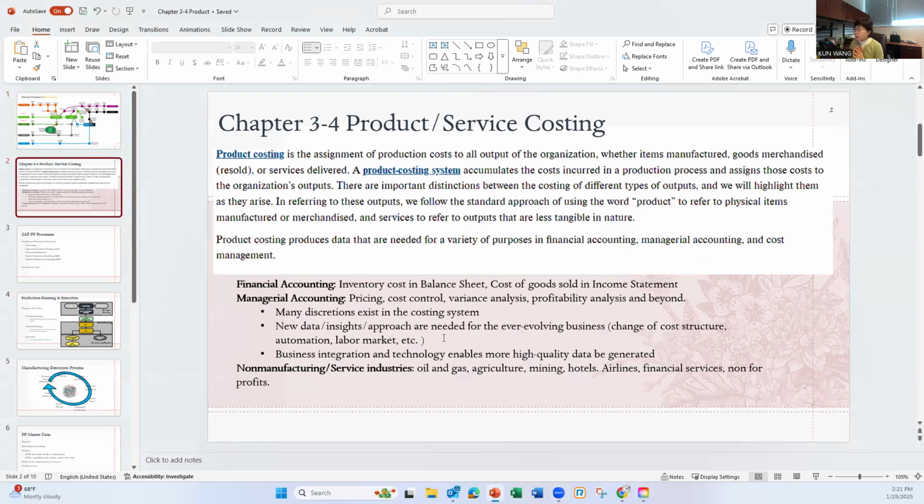So chapters 3 and 4 are product costing and service costing. When we refer to product cost, the focus is to differentiate product cost from the non-manufacturing cost, or the period cost. Those will include your selling, general, and administrative expenses.